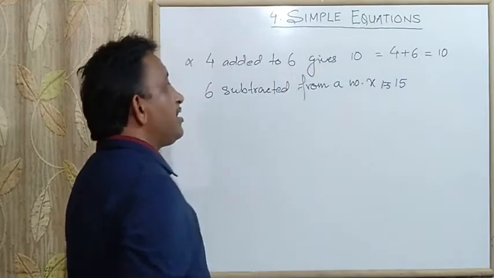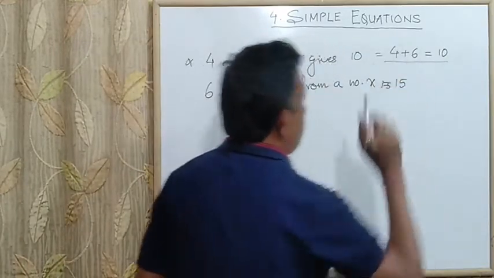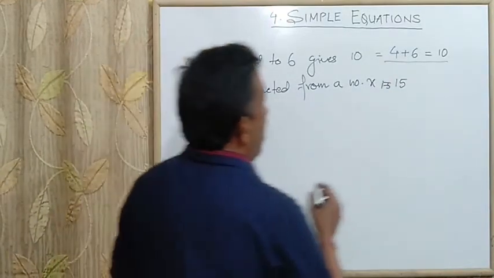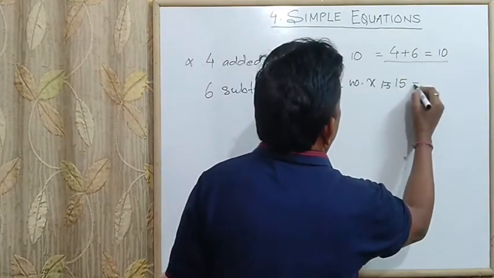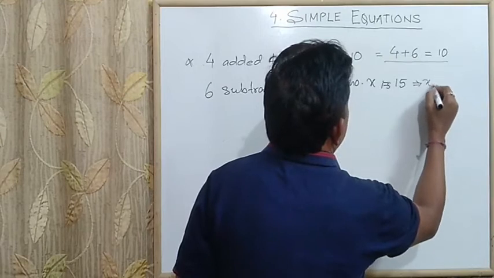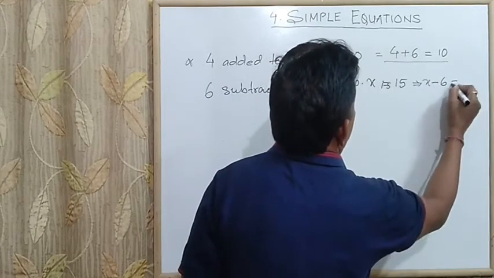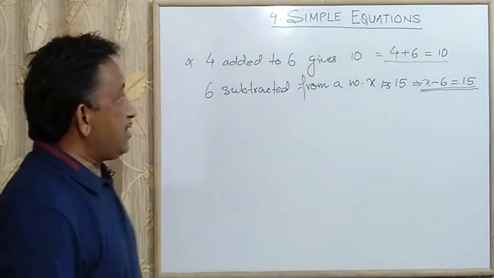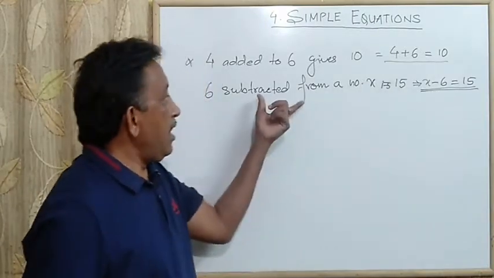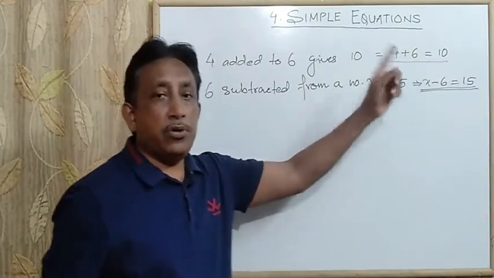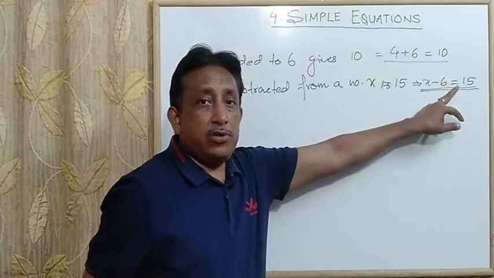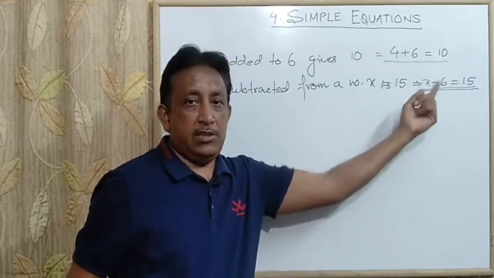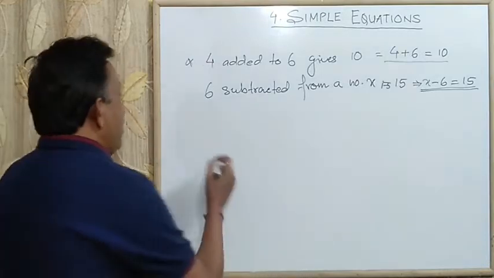Now this is just a statement of equality. This is not a simple equation. Alright. Now in this case, 6 subtracted from a number x equal to 15. So what it will be? 6 subtracted from a number x: x minus 6 equal to 15. So this becomes the same thing. This is in mathematical form, this is in a general statement. So this is called a simple equation. Why? Because there is an equal to sign and there is LHS and RHS, and we are using a variable here in this statement.